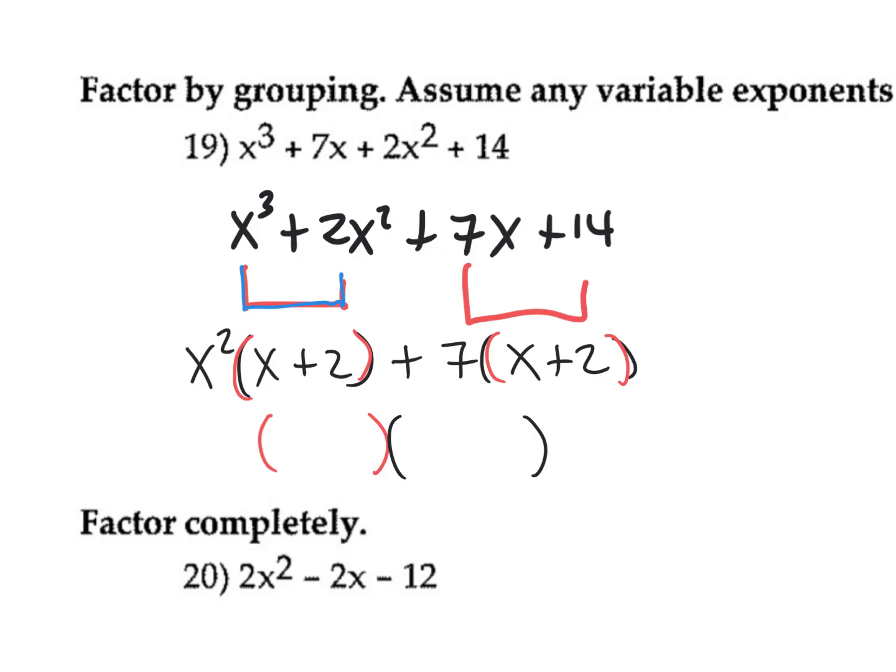Now, one of the parentheses is that repeat one. So that will be x plus 2. Now, what's the other parentheses? Well, the other parentheses consists of all the other stuff, all the blue stuff. So that's going to be x squared plus 7.